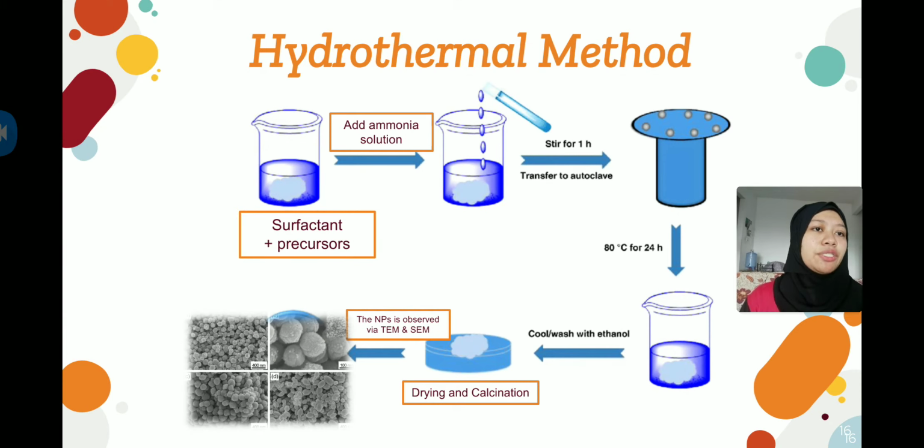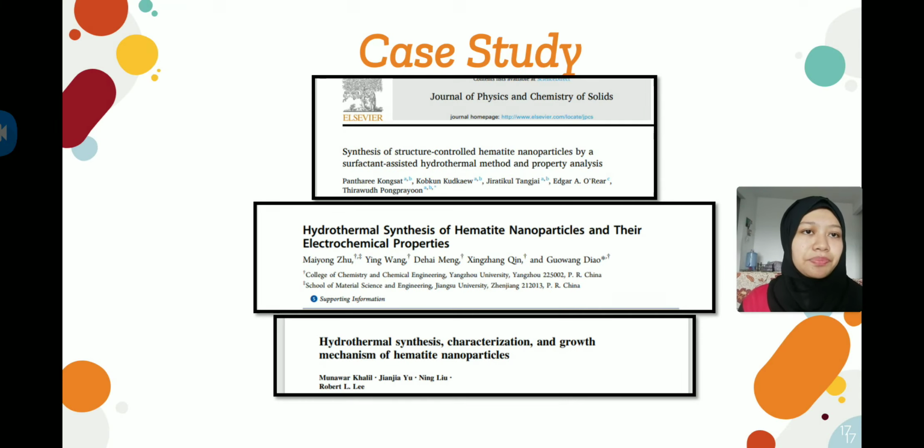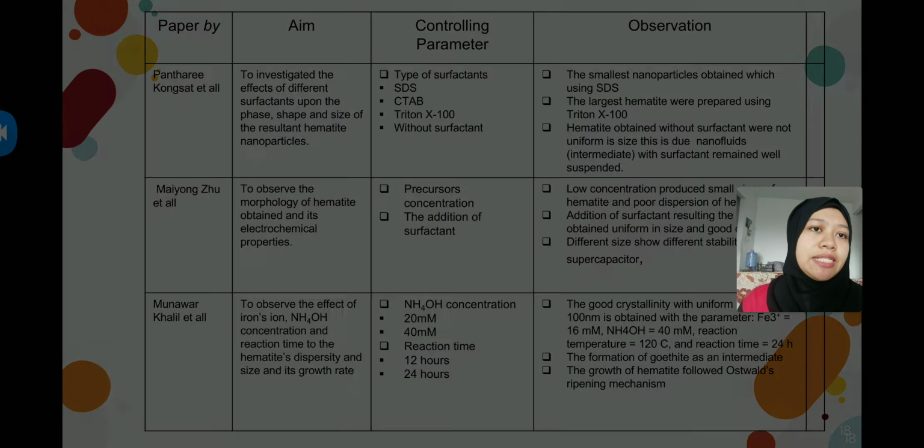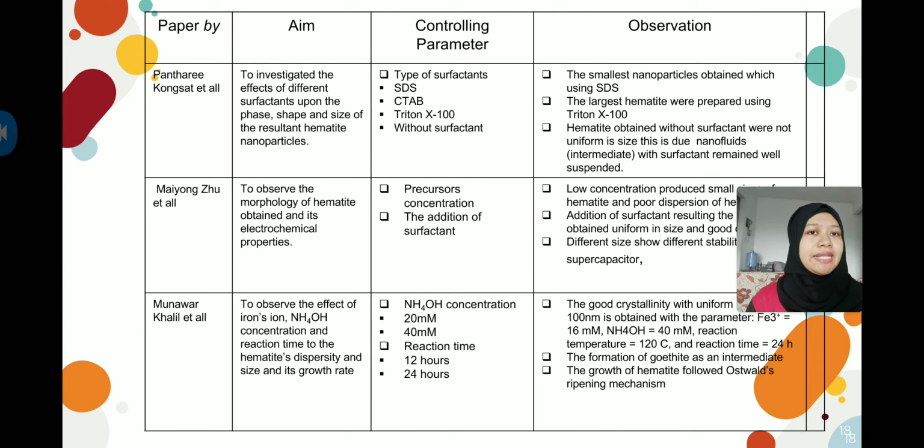So we move to the hydrothermal method. Basically, it's the same as the sol-gel method. However, after stirring, the solution will be transferred to the autoclave. After heating at a desired temperature and desired reaction time, the nanoparticles will be cooled and washed with ethanol and water. Then they will be calcined at the desired calcination temperature to produce the nanoparticles. So this is the case study I have summarized in my table.